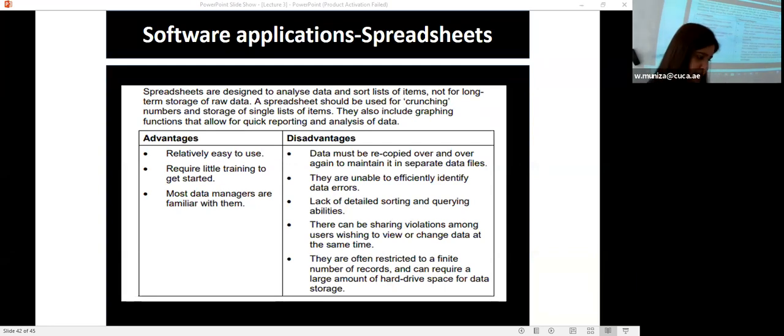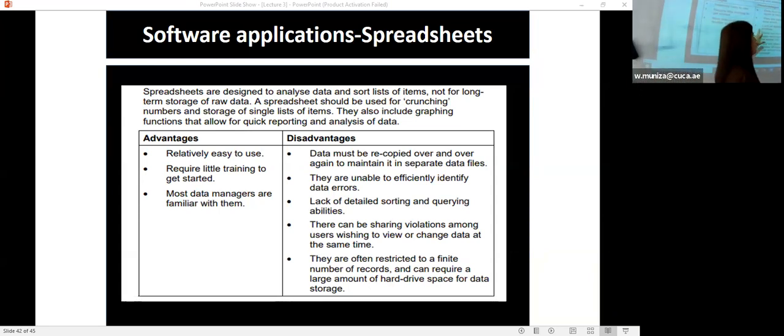But in the databases, if at one place we are making the changes, in all the other places it is automatically going to be updated. Spreadsheets are unable to efficiently identify data errors. So if we are making any kind of errors in our data, it is difficult to identify that because Excel or a spreadsheet will be doing the working as per the data given to it. So we are not able to identify the mistake if we have done any. If any wrong figure is incorporated into the spreadsheet, identifying that becomes very difficult.